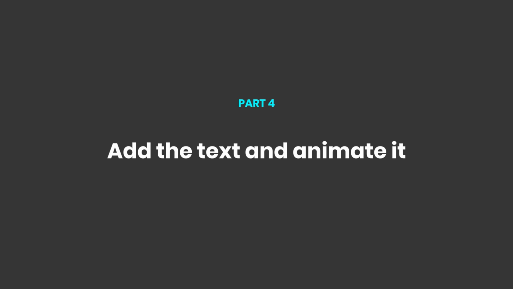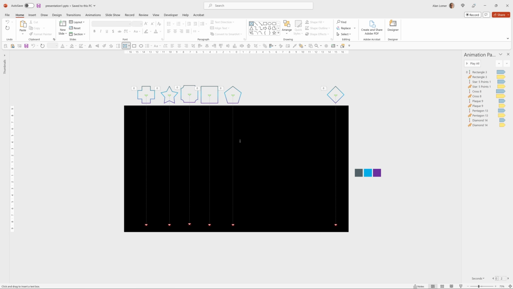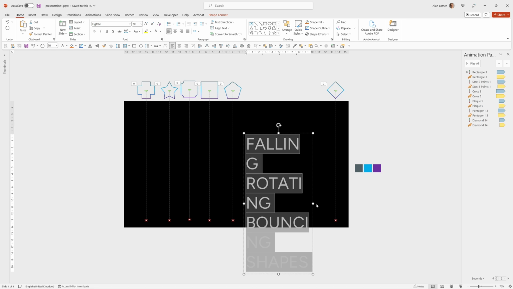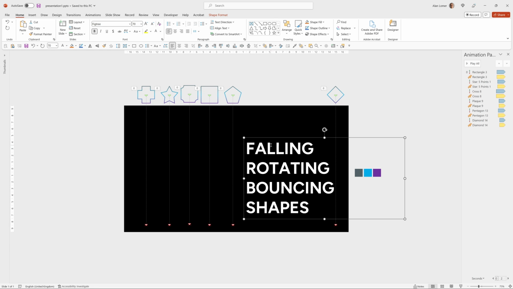Looking good. Now let's add the text. For this, I'm going to use Figtree 70, and in my example text, I wrote the phrase falling, rotating, bouncing shapes. I'm just going to change this to white, and then the correct font, and then the correct size. And bold.